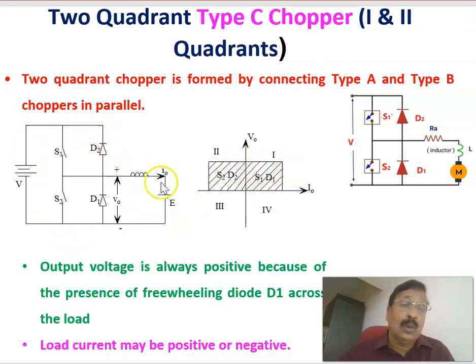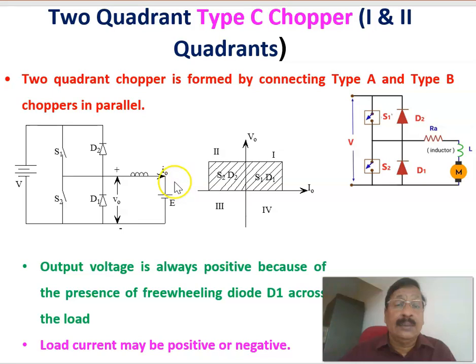And this is the circuit topology, in which this is a DC source, and the switches are marked S1 and D1, and S2 and D2. Here S1 and D1 operate in the first quadrant. To make it operate in the first quadrant, S1 and D1 are working, and to make it operate in the second quadrant, S2 and D2 are working.